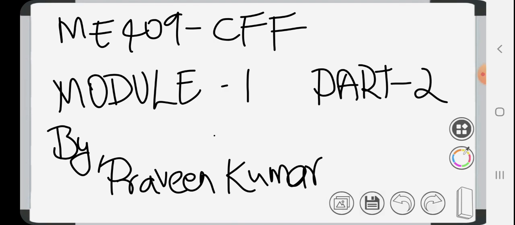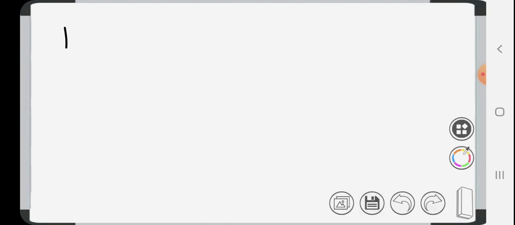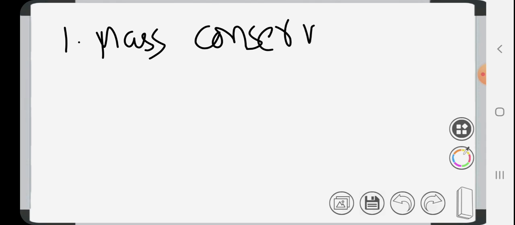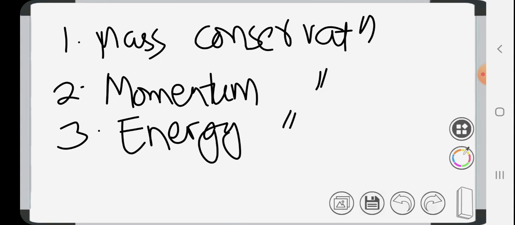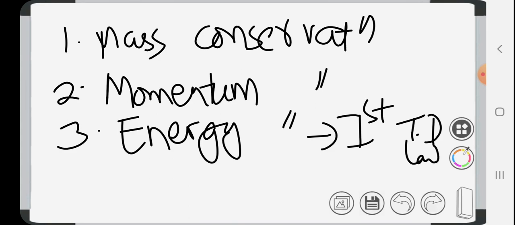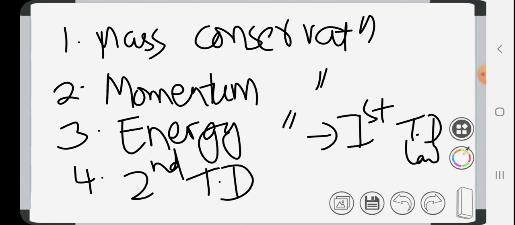So students, in the previous session I have told you that there are four basic physical phenomena you have to be thorough. First one was mass conservation. Second, momentum conservation. Third, energy conservation, or first law of thermodynamics. Fourth one, second law of thermodynamics.